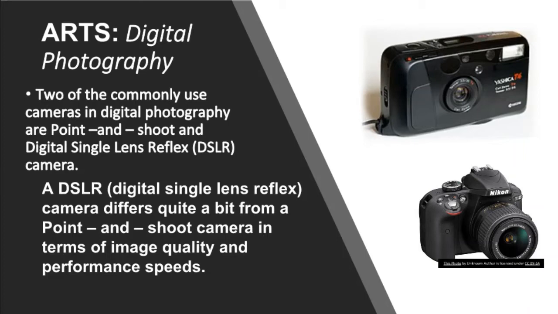Two of the commonly used cameras in digital photography are point and shoot and digital single lens reflex (DSLR) camera. A DSLR camera differs quite a bit from a point and shoot camera in terms of image quality and performance speeds.